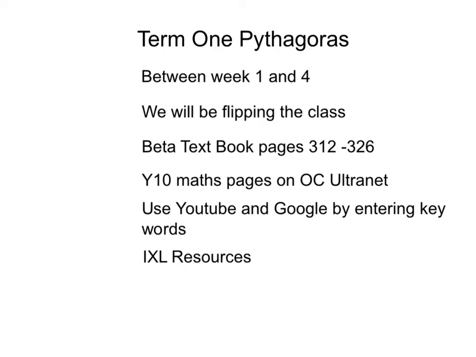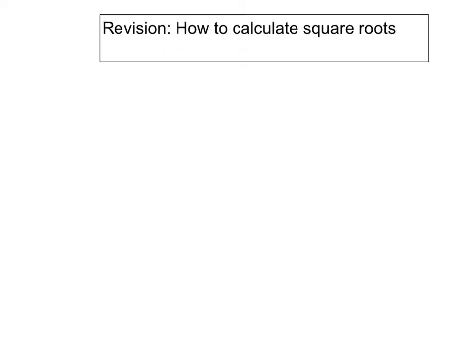And we need to start this revision, I suppose, by actually looking at revising how to calculate roots, square roots. We're going to look at that specifically, but don't forget that one can also calculate cube roots, but we'll be working particularly with square roots at this stage. And we'll also be looking at revision relating to rounding. It is important that you are able to calculate the square roots of numbers. Very important for this Pythagoras unit of work.